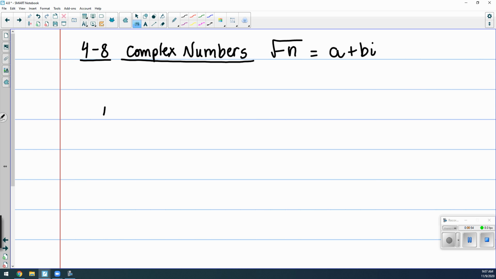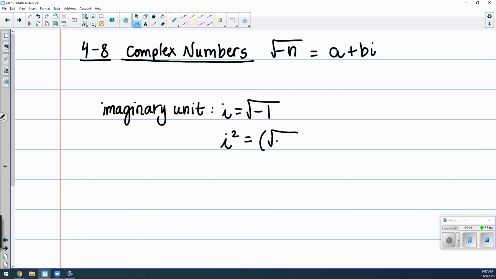So to begin our discussion, let's define the imaginary unit. So the imaginary unit is i, and i is simply the square root of -1. Now, if you squared i, then you'd be looking at the square root of -1 squared, and i squared would end up being -1.